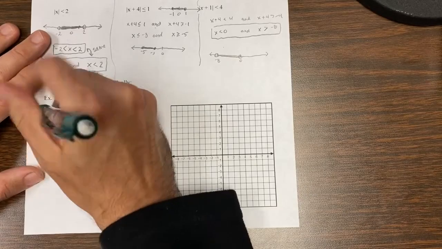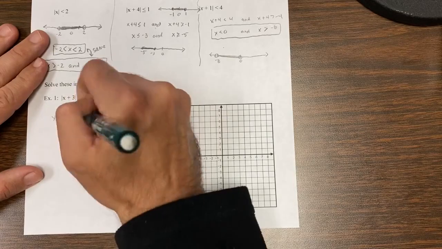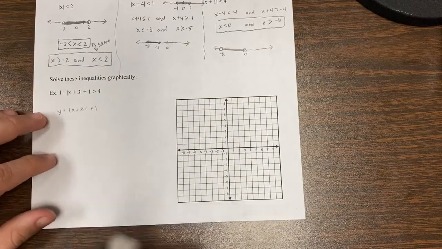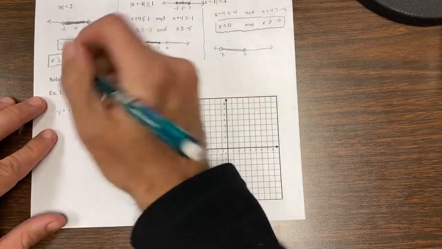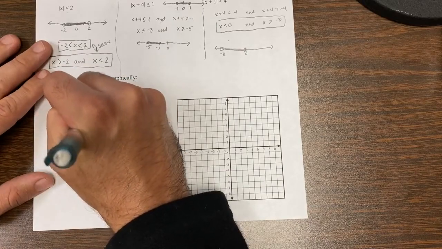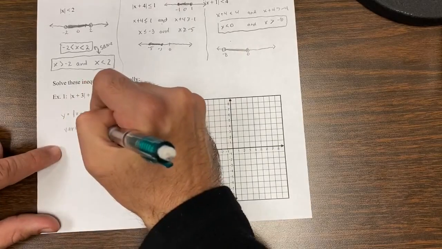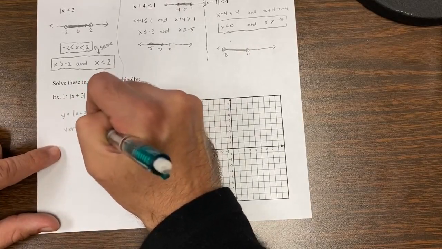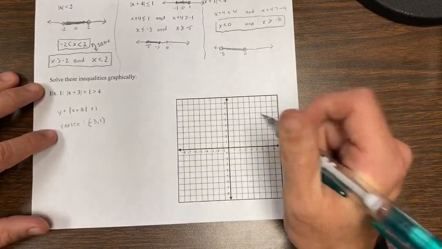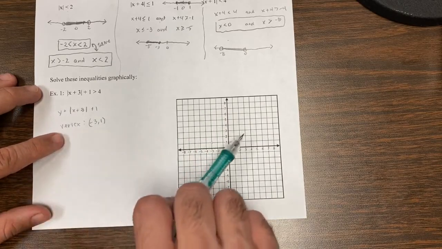So I'm going to consider the graph of y equals the absolute value of x plus 3 plus 1. Okay, so our vertex, this is in vertex form. So our vertex is negative 3, 1. So I can put that on the graph. My a value is positive, so I know it's going to be opening upwards.